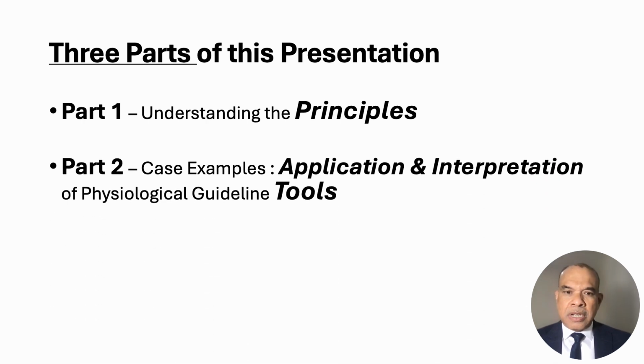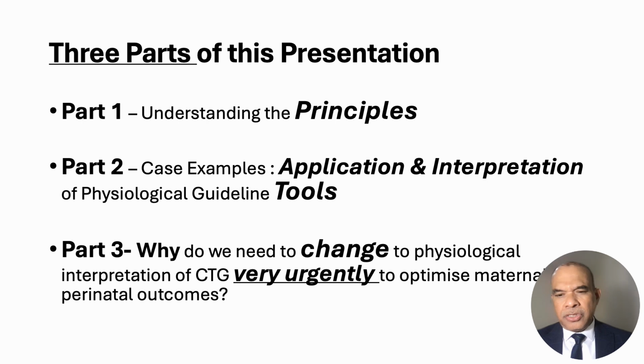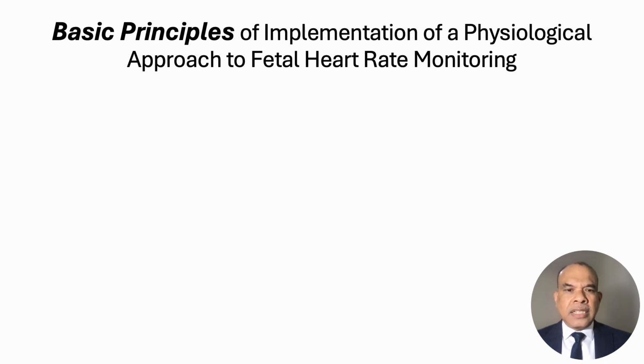So the 3 parts of the presentation: the first is understanding the principles. Then we are going to talk about case examples, how we are going to apply the various tools that are recommended by the guidelines. And the 3rd part of the presentation is, why should we change now? Why should we urgently change and move to physiological interpretation of CTG? So let's now look at the basic principles of implementation of physiological interpretation of CTG.